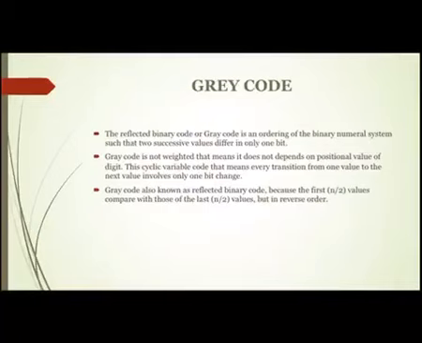It is just the state of the gray code. Gray code is also known as reflected binary code, because the first n by 2 values compare with those of the last n by 2 values but in reverse order. We can observe that.